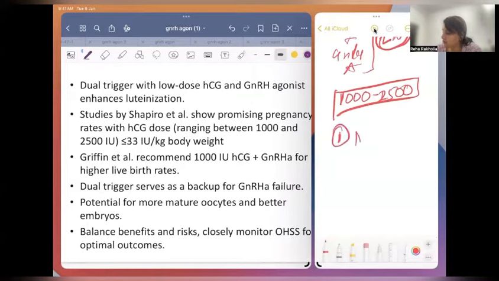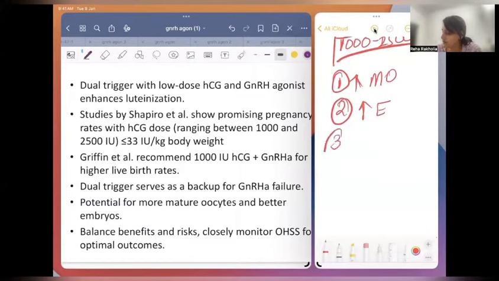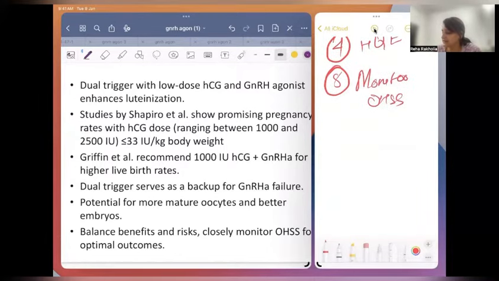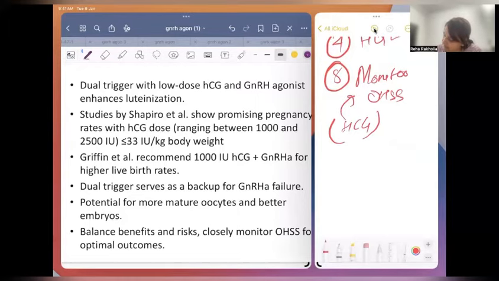First is more mature oocytes. Second is more embryos. Third, we'll decrease the risk of EFS. Fourth is high quality embryos, which we have already discussed. Fifth, we'll have to monitor for OHSS because we have given HCG here.